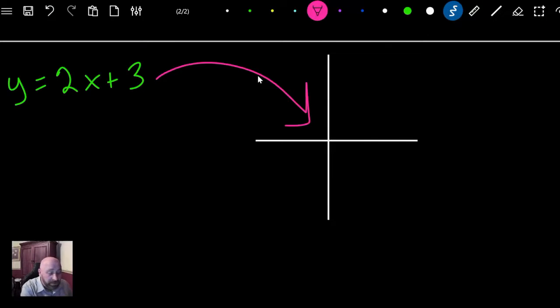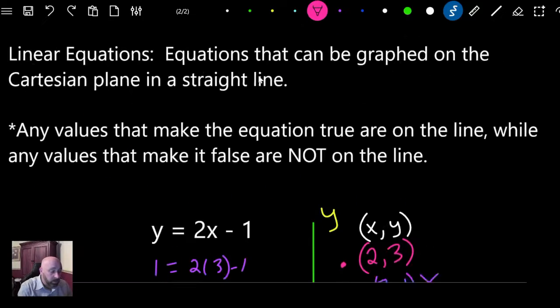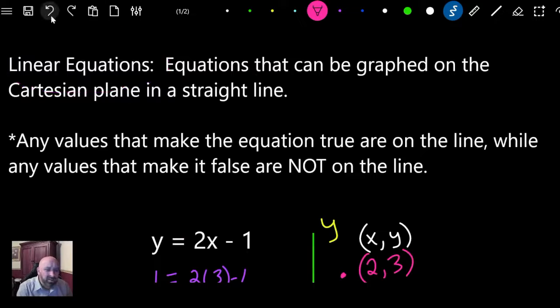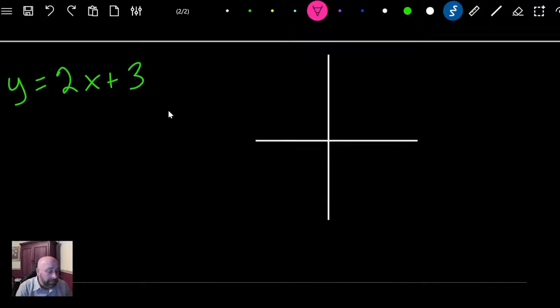We want to put this line over here. And you say, how do you know it's a line? Well, this is what we called up here, a linear equation. You're going to learn a little bit later why it's linear, but you're just going to have to take my word for it right now. It is linear. Okay, so we will be able to get a line out of this thing.